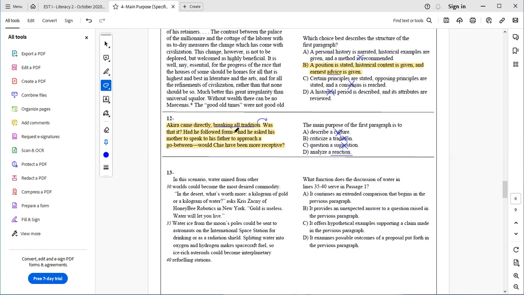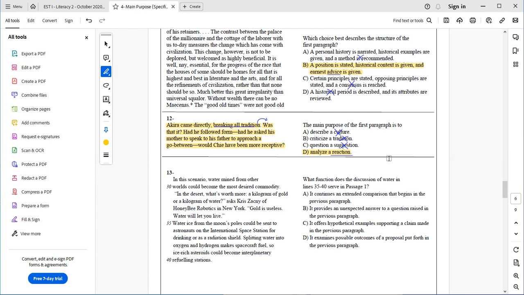Was that it? Is that right? Had he followed form? Had he followed the tradition? Had he asked his mother to speak to his father to approach a go-between? And would the child have been more receptive? Would the child accept this kind of reaction? So it's analyze the reaction of Akira. Second question that you got wrong. What happened? Clear, Myrna, Hala, Yusuf?